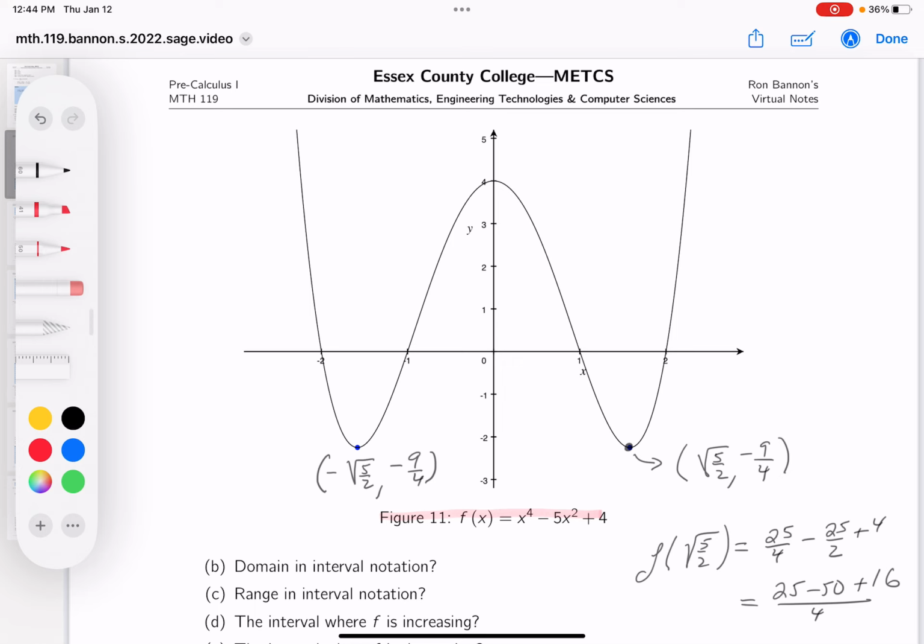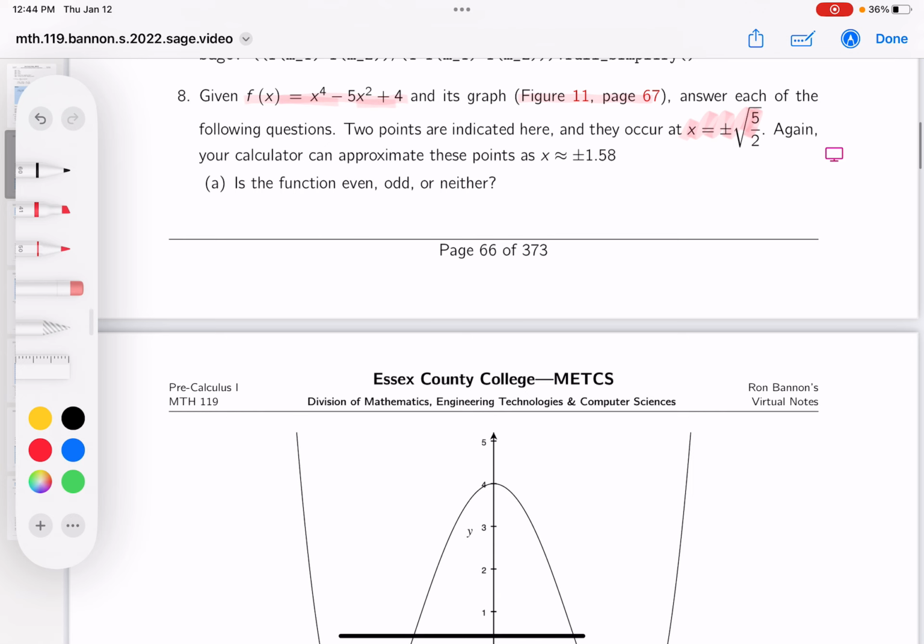And now someone says, did you need that? Not really. I don't know what the questions are, but I do know that they gave that to me. They gave me the picture. They gave me the 2 points. I had to compute the ordinate for it, but they gave it to me. So what's the first question now? Is the function even, odd, or neither?